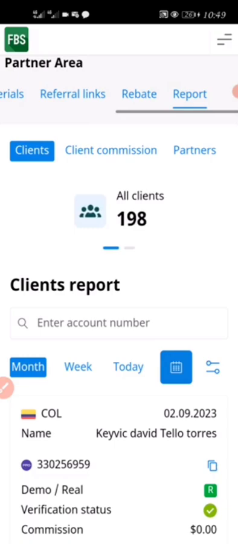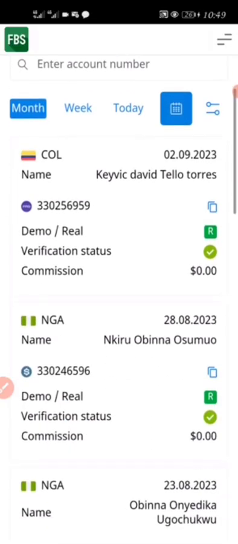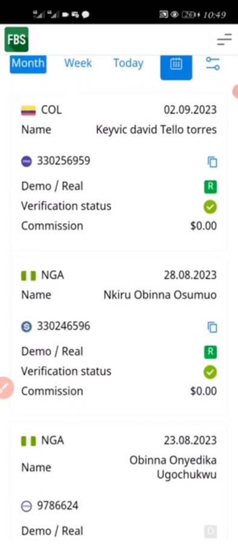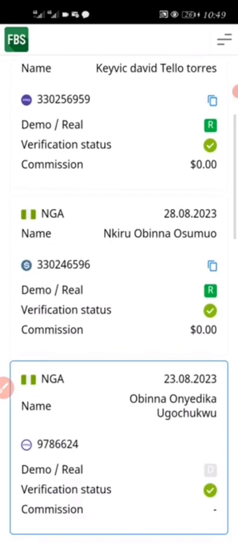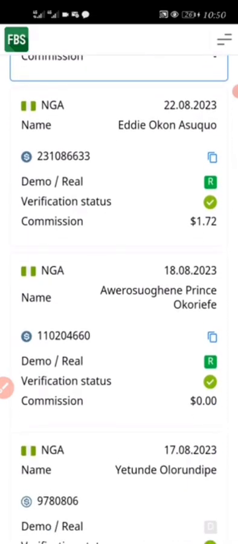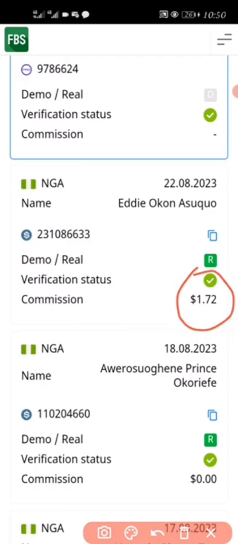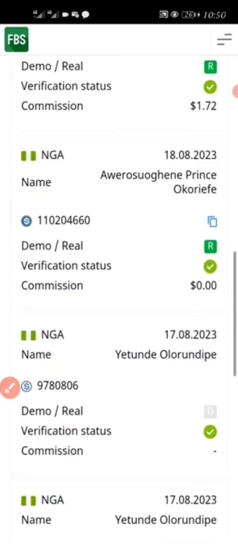This is people that are working for me. As long as these people are trading, I'll be making a commission from them. And these are some of my clients. Once those people are trading, I make money from them. You can see I make $1.7 from this person. That's how it works.